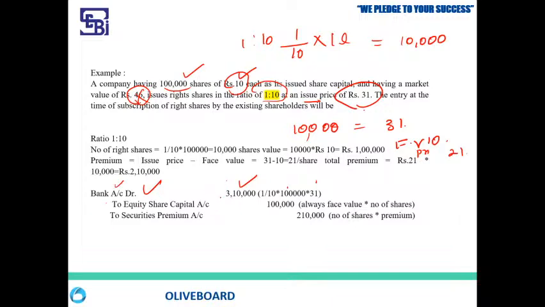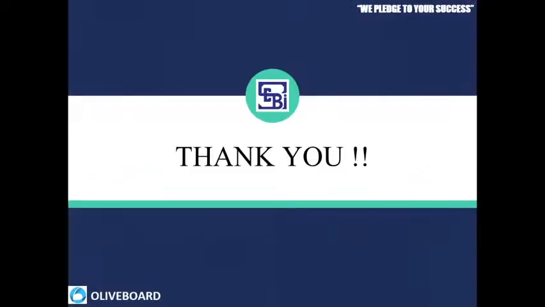To equity share capital account. Always I will credit equity share capital with my face value. So 10,000 into 10, 1 lakh. To securities premium account, what is the premium amount? 21. How did I get it? 31 is the issue price minus face value, 31 minus 10, 21. 21 into number of shares, 10,000 shares. So 2,10,000. This is the accounting treatment. That's it. I hope you got all these things correctly. All right. So go through once, read the notes so that you can understand completely.